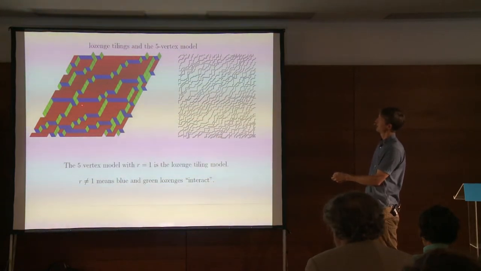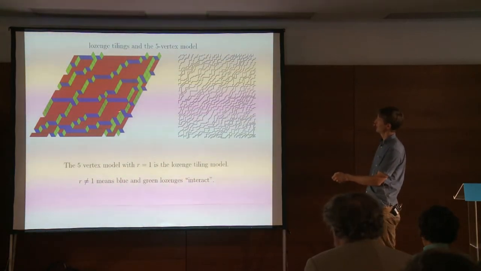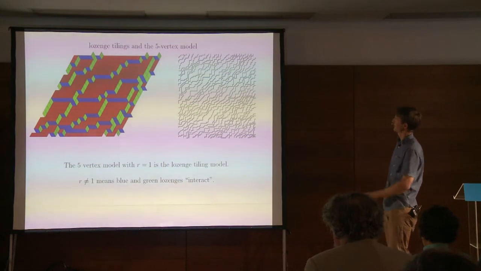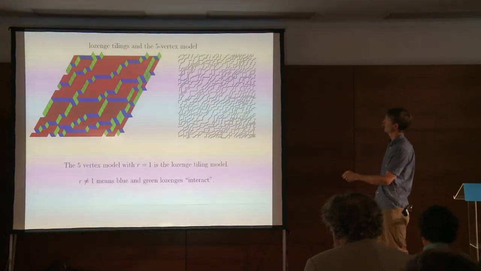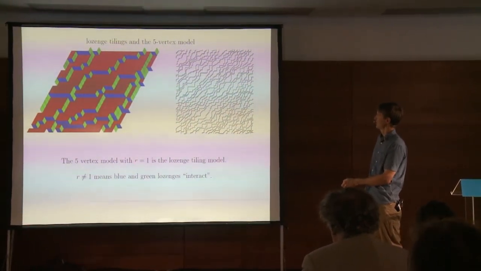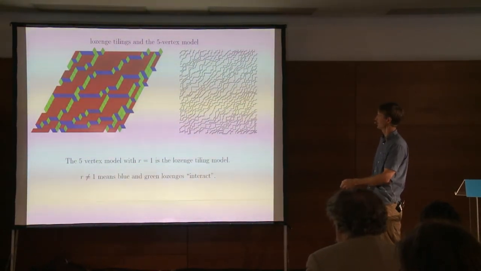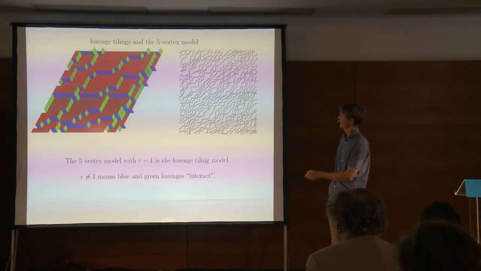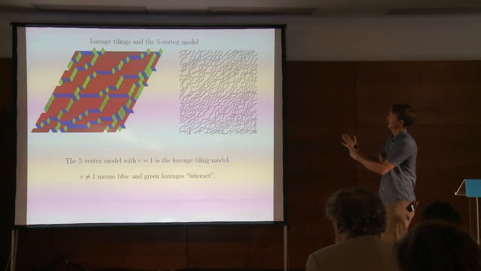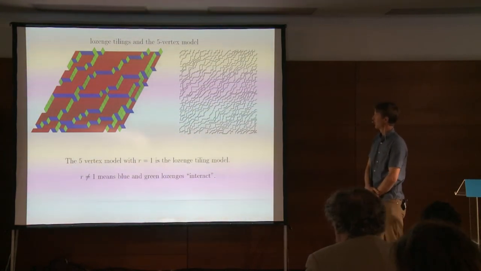Well, if you look at this picture again, and you just look at the green and blue paths, each green and blue lattice path is a lattice path, and they don't intersect each other, and they're monotone. So there's an obvious bijection between these models. The difference between our model and the lozenge tiling model is that when r equals 1, we do get the lozenge tiling model. When r is not equal to 1, then we get an extra weight per corner. Every time there's a blue and a green lozenge adjacent to each other, we get an extra factor of r.